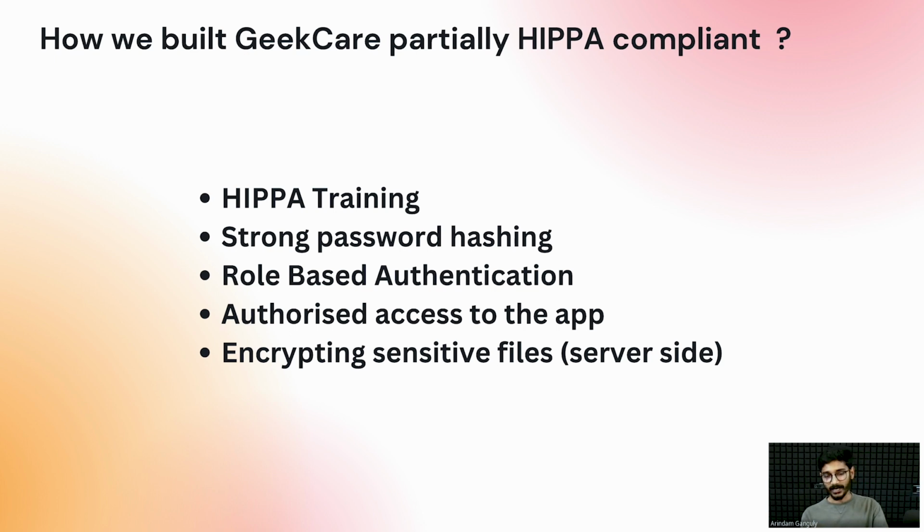We started with the entire team going through HIPAA training, wherein we came to know different terminologies and different use cases: which sort of data should be protected, and which sort of data should not be protected or can be kept open. The second thing is that we chose a strong password hashing algorithm, which is hard to reverse. We implemented role-based authentication, which also gave us authorized access throughout the application. And then we encrypted the sensitive files on the server side. So these are the 5 major steps that we followed to make the application HIPAA compliant.